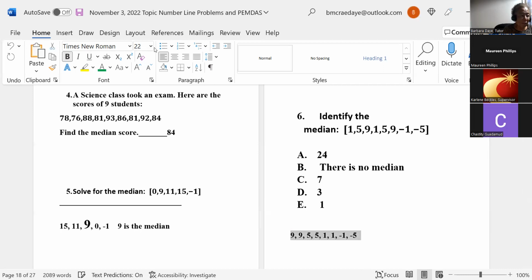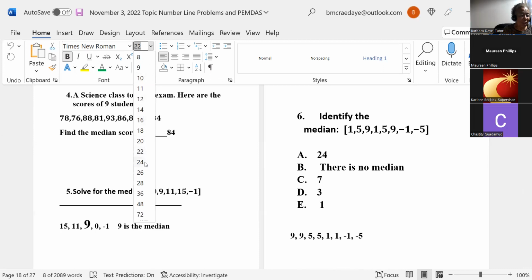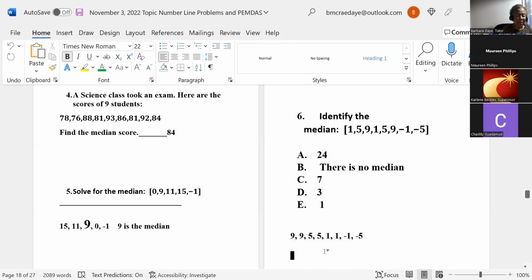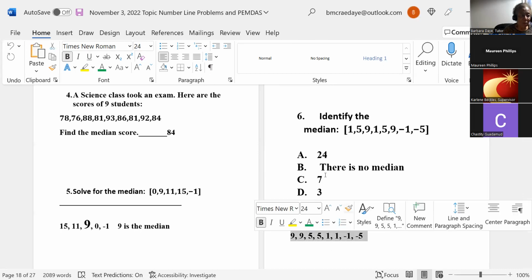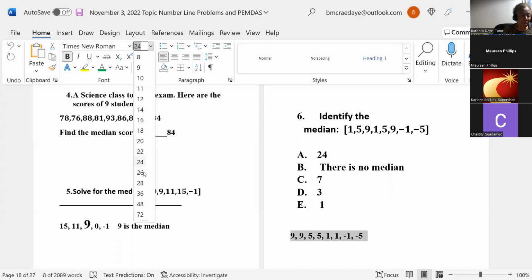9, 9, 9, 5. This is an even set of numbers, so two numbers are sitting right there in the middle. Which 2 numbers in the middle, Maureen? 9 and 5. No. We've got 9, 9, 5, 5, -1, right? Which 2 numbers is an even set, Maureen? Which 2 numbers in the middle?